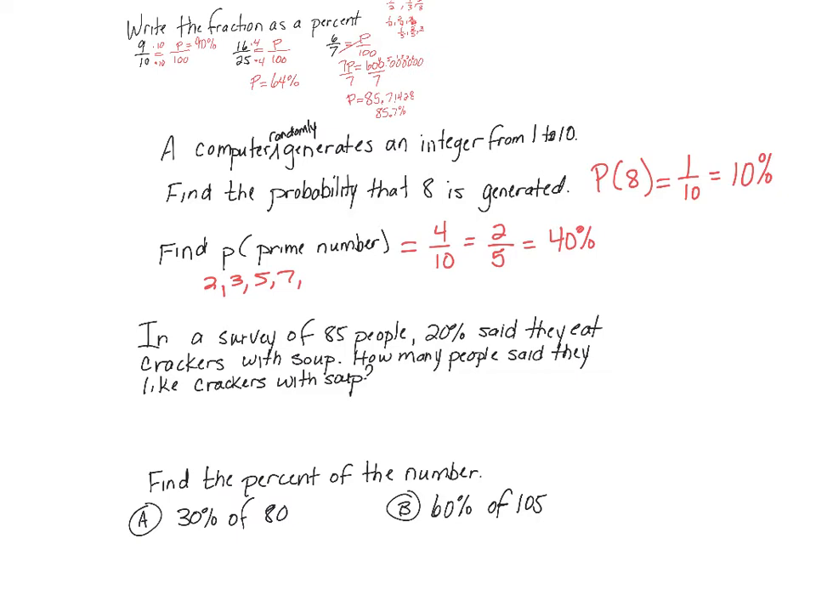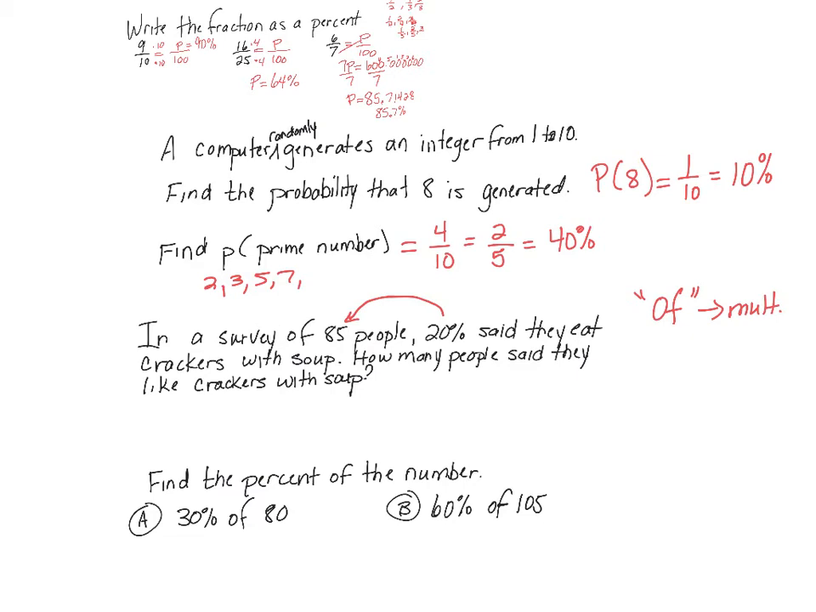When we go shopping and we have to take 7% sales tax, aren't we taking 7% of the amount we pay? What does the word of mean in math? What does of mean in math, Ava? It means to multiply. Of means to multiply. So it says, in a survey of 85 people, 20% said they eat crackers with soup. How many people said they like crackers with soup? This is saying 20% of those people.